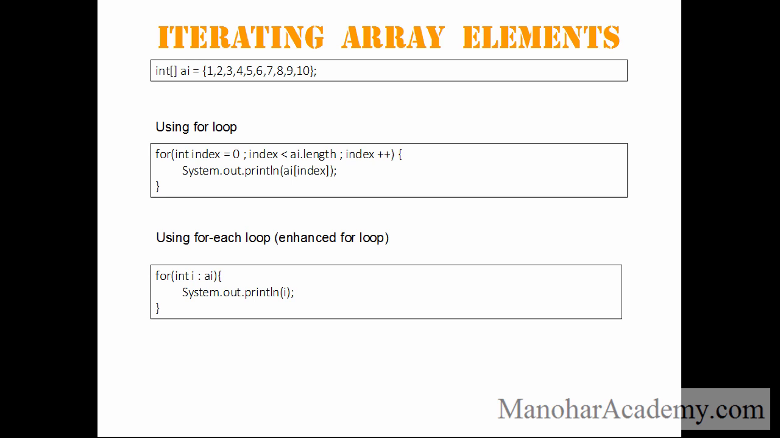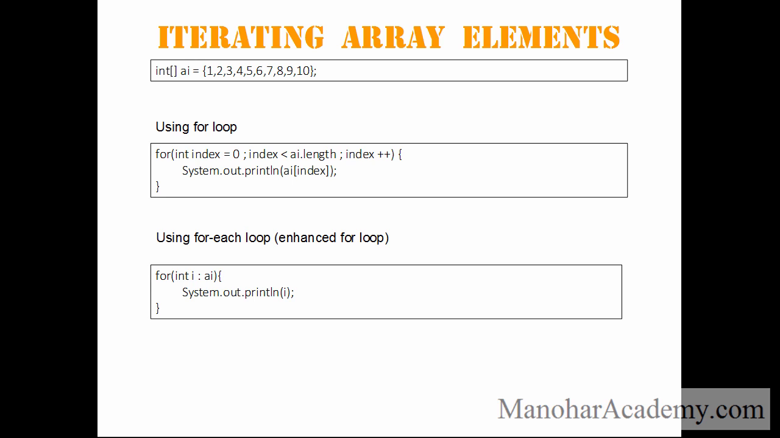But in this slide, we can see that when we are using a simple for loop, we define an index of type integer and the index starts with 0. In each iteration, we are accessing the element at a particular index using the expression a[i], and the maximum value of the index will be 1 less than the length of the array. That we can clearly see in the first for loop.